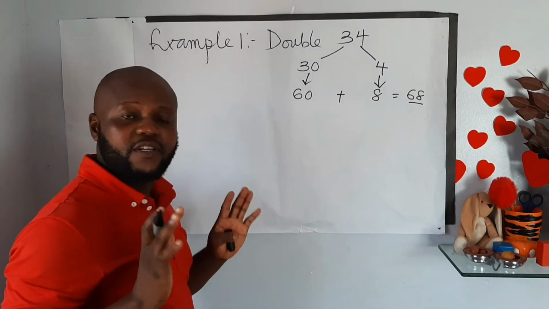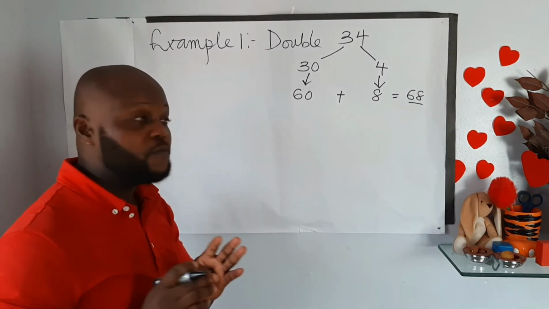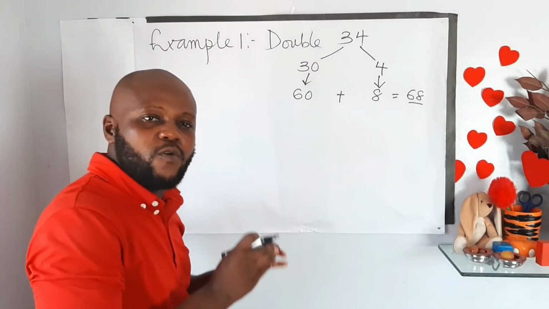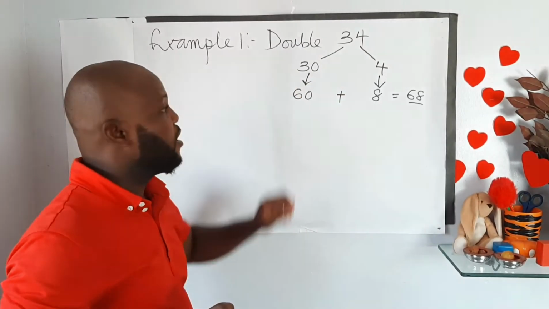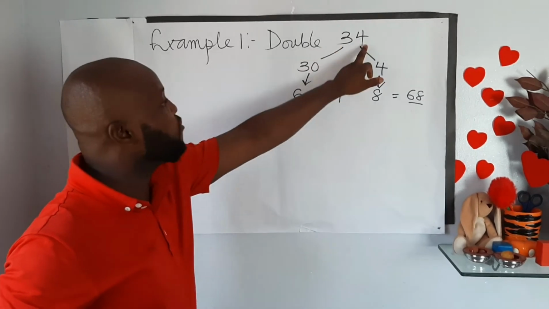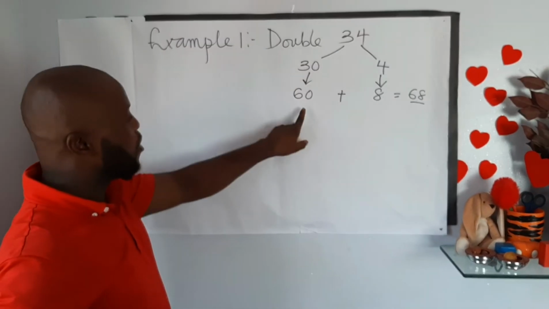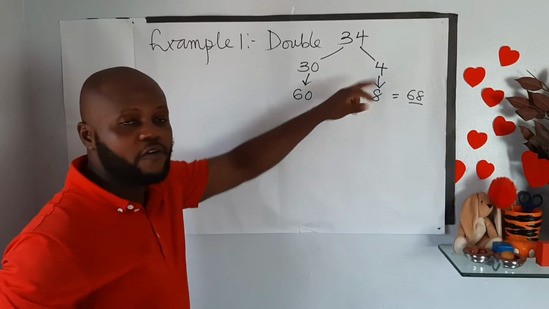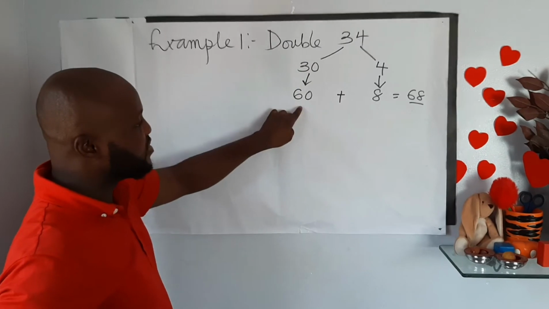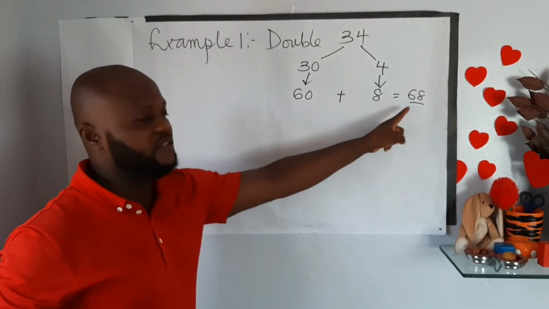That's all. It is not difficult. Very easy. The first thing you need to do is to partition these numbers, as in break them down based on the place value of each digit. I know that 3 here means 3 tens, and 4 here means 4 ones. So when I double 3 tens, which is 30, I'll have 60. When I double 4, 4 plus 4, I'll get 8. Don't forget, 30 plus 30 is 60. 4 plus 4 is also 8. So 60 plus 8 is 68.